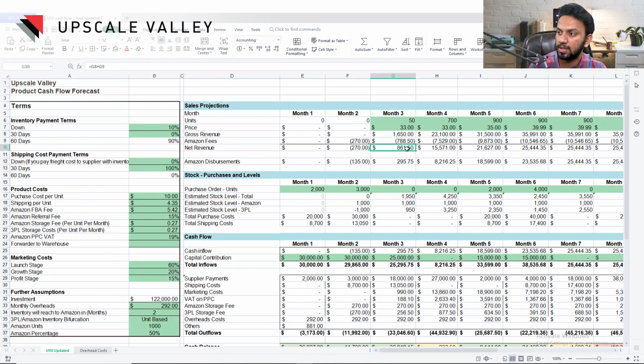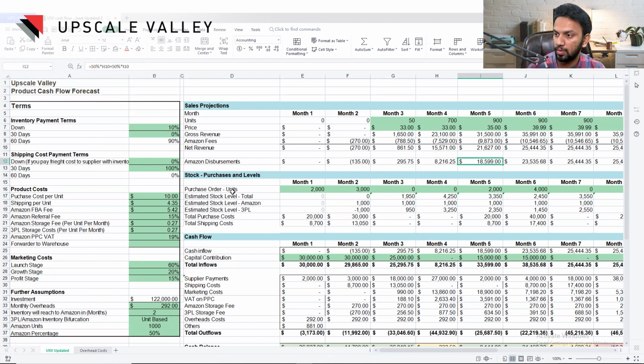And then again, for this, half of this amount, $135, is from the previous month, and half is from the current month. And that's how it is going. Basically, you can see the formula here: 50% of the G10, like the last month value, and then 50% of the current month value. That's how it is.